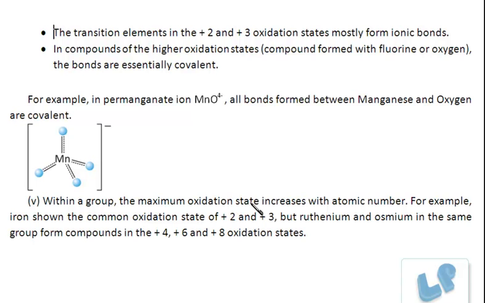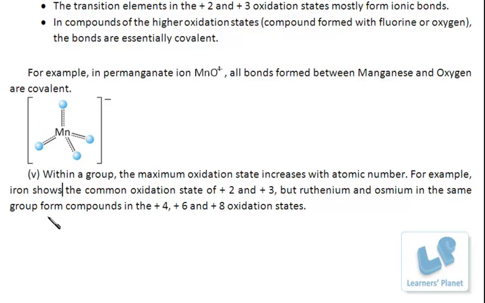Within a group, the maximum oxidation state increases with the atomic number. For example, iron shows the common oxidation states of +2 and +3. But ruthenium and osmium in the same group form compounds of +4, +6, +8 oxidation states.